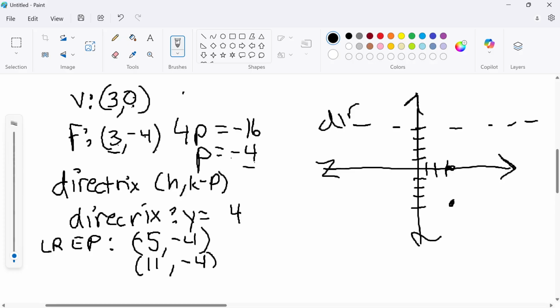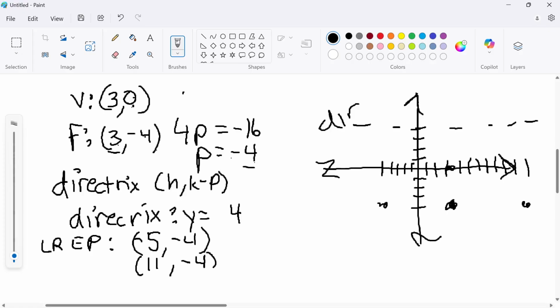The endpoints of the latus rectum are -5, -4. 1, 2, 3, 4, 5. -5. Whoops, I didn't draw that in the right spot. This one has to actually go down a little. -5, -4, and 11. 3, 4, 5, 6, 7, 8, 9, 10, 11. And 11, -4.